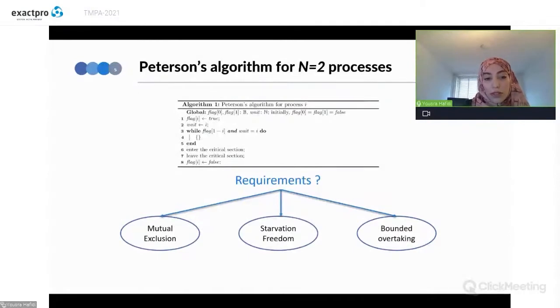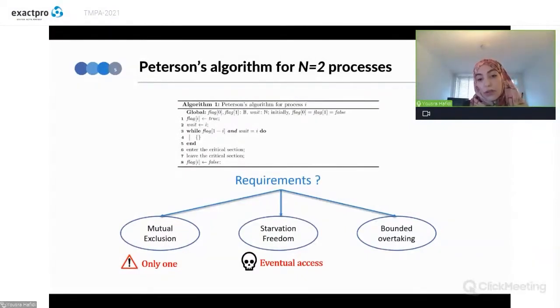The most important requirements are, of course, mutual exclusion. The main requirement says that only one process should be in the critical section. And also we have starvation freedom, which is a liveness property. It says that once a process requests access to its critical section, it will get access in a finite number of steps. So it will not wait forever.